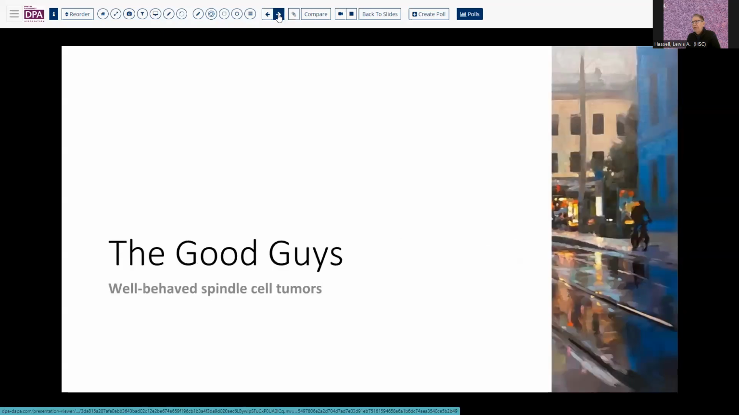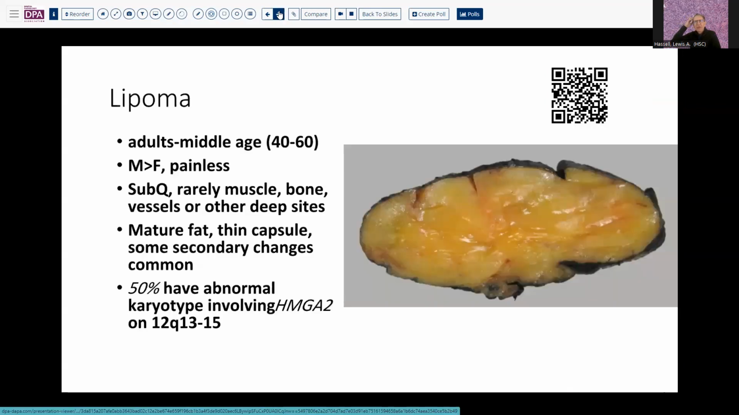So our first thing to begin with is the good guys, so to speak, the well-behaved tumors. And of course, something that we've all seen in surgical practice is the benign lipoma. I haven't included a histologic slide on these, although in other cases, you can use the QR code to access the slide or a sequence of slides that I'll be using.